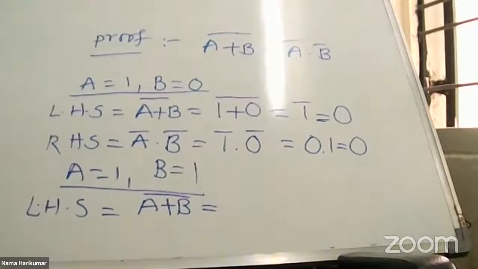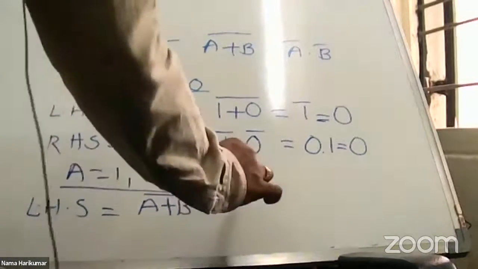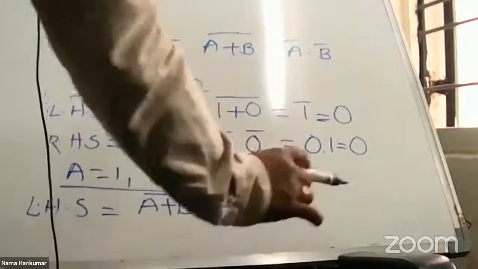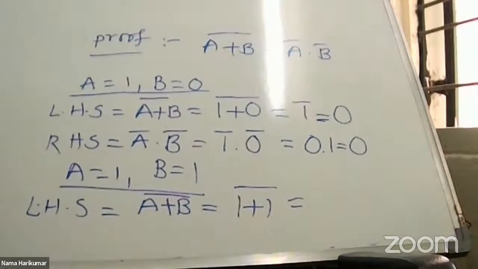That is (1 plus 1) complement. What is the value of 1 plus 1? Generally, in the decimal number system, 1 plus 1 is 2. But in the binary number system, 1 plus 1 value is 1.